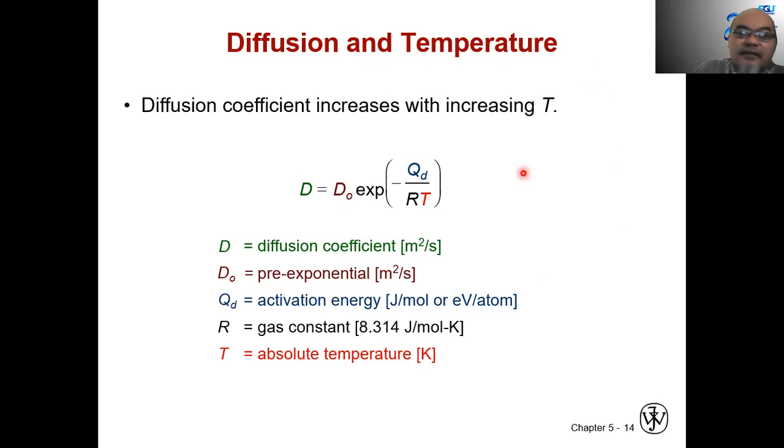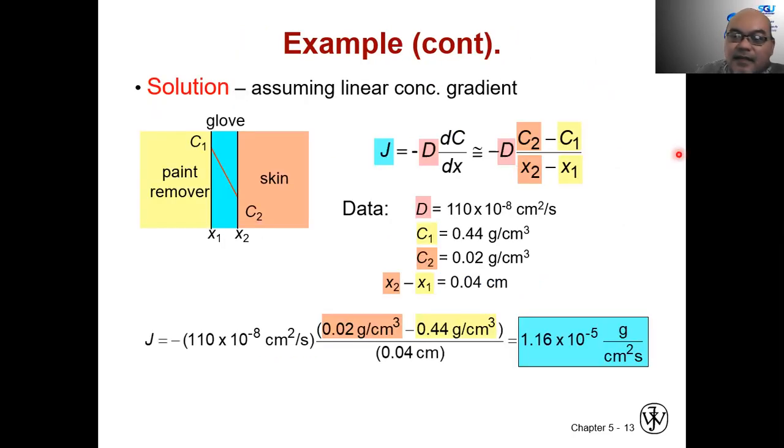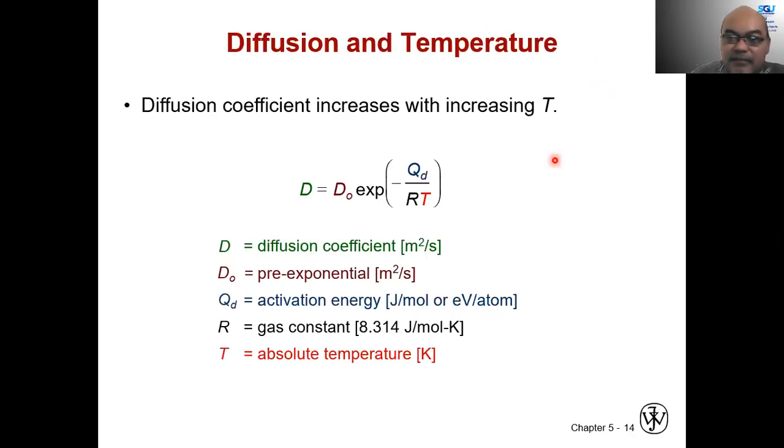Diffusion and temperature. The diffusion coefficient D actually is not something constant. It can also increase with increasing temperature. The new diffusion coefficient can be calculated using this formula: D equals D0 exponent minus QD over RT. D0 is the pre-exponential diffusion coefficient.